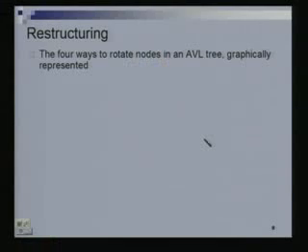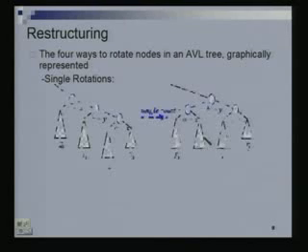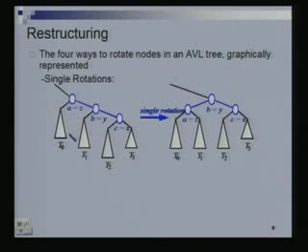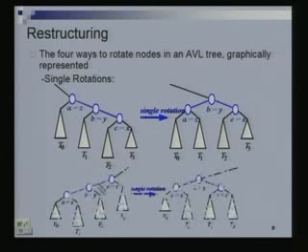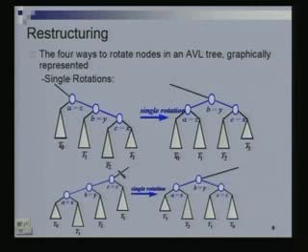Okay, everyone with me? Just as a quick recap, we have 4 different ways to rotate nodes in an AVL tree. The single rotations were something like this, right? They were all in a line, x, y and z, or they were like this, x, y and z. And after rotation, this is the picture you get, and here after rotation, this is the picture you get. This is just as a recap.